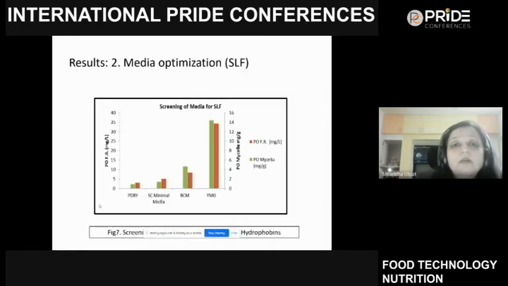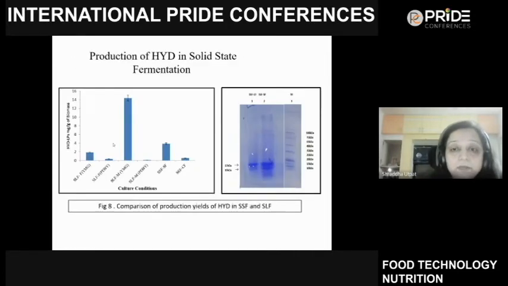Then next to that, we went on to media optimization, which is submerged liquid fermentation. And we selected, as I have previously shown in my slide, different media: PDBY, SC minimal media, BCM, and YMG. And we got maximum production in YMG. From mycelia, it was around 15 milligram per gram of mycelia. And for foam, that is from fermentation broth, it was around 38 milligram per liter.